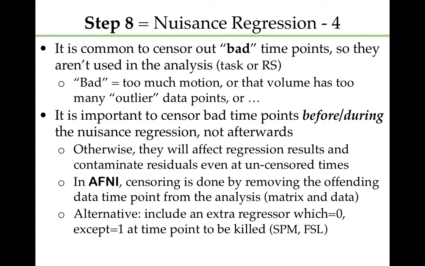In AFNI, censoring is done by literally removing the offending data time point from the analysis, both in the matrix and data. An alternative is to add an extra regressor, which is 0, except at the time point to be killed, where that extra regressor is 1. So you have a column in the matrix that's 0, 0, 0, 0, 1, 0, 0, 0, 0, 0. And if you have 10 time points to be censored, you add 10 such columns. This is the way SPM and FSL do it. These things are mathematically equivalent, removing the data or putting in the 0, 1 regressors.